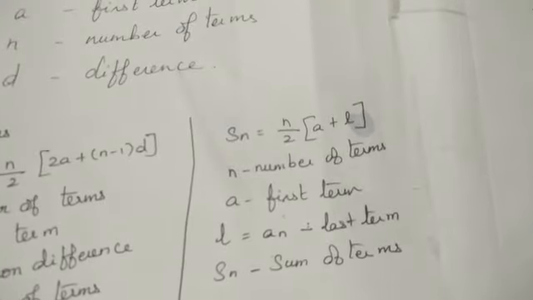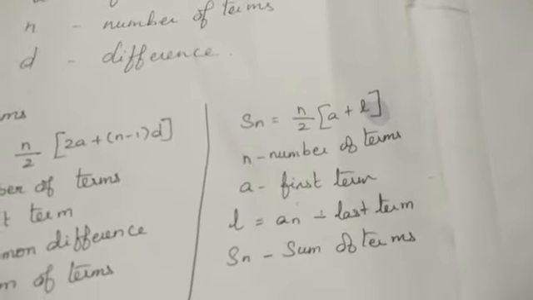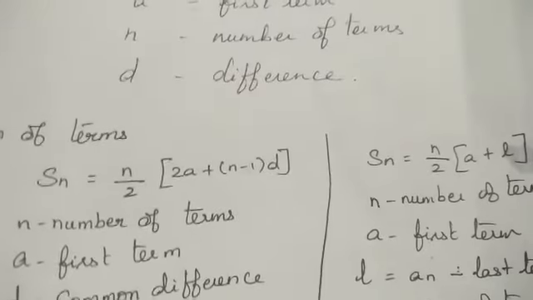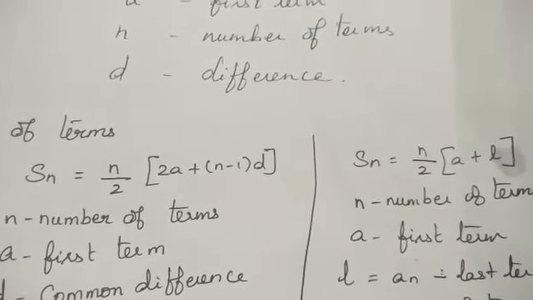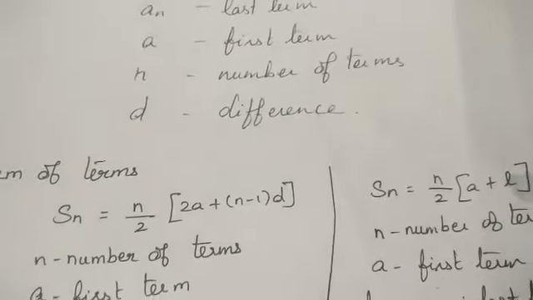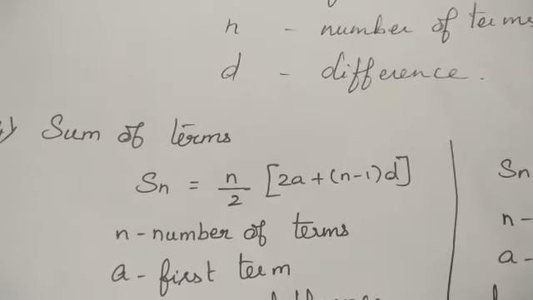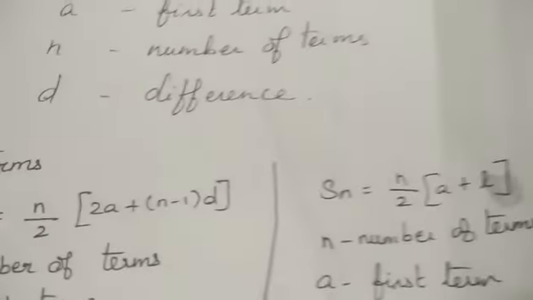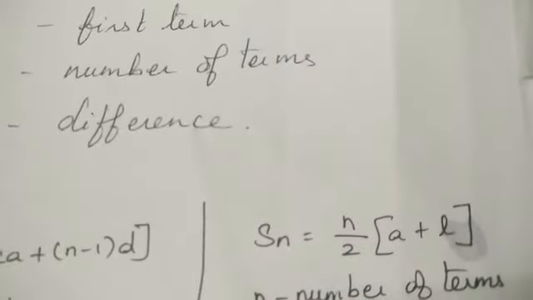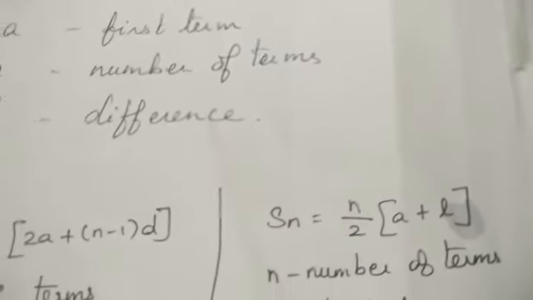You can indicate it as an also. Sn equal to sum of the terms. For the sum of the terms you have two formulas, as I already explained. Whenever you have the common difference, you apply Sn equal to n by 2 into (2a plus (n minus 1) into d). If you have the last term, then Sn equal to n by 2 into (a plus l). Now you are going to exercise 5.3.